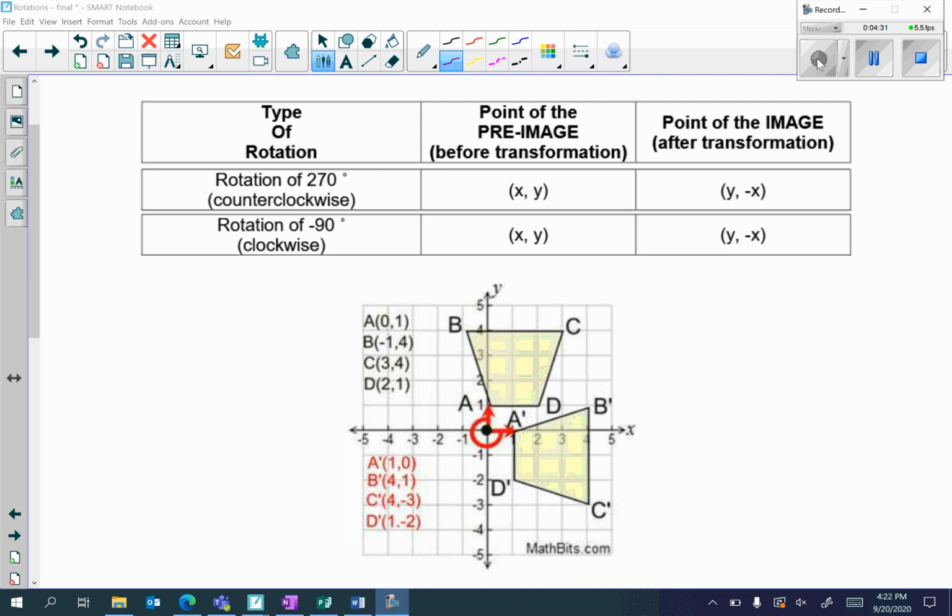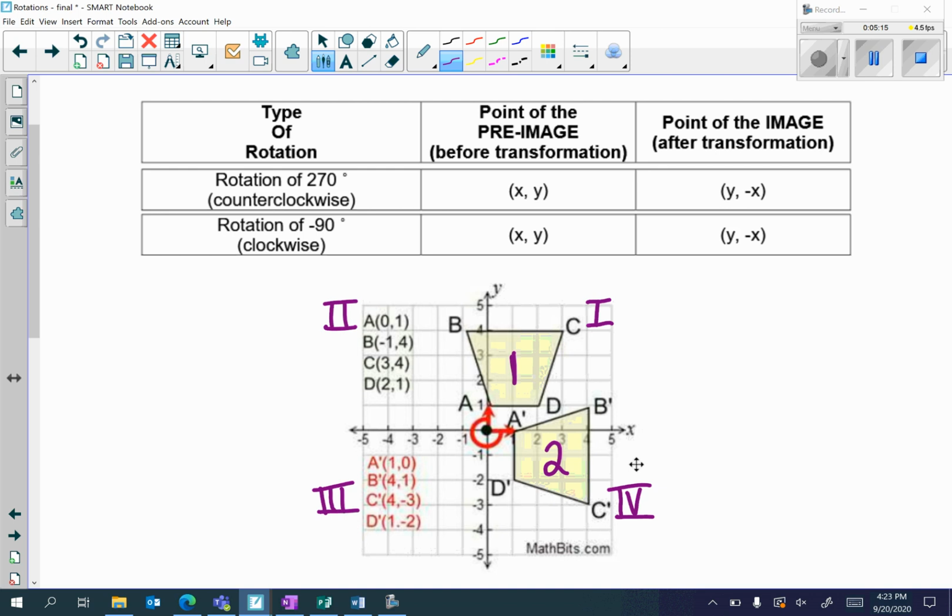Next, we have a rotation of 270 degrees counterclockwise, which is the same as a rotation of negative 90 degrees clockwise. Let's identify the pre-image, which is before the transformation, A, B, C, D. I'm going to put a 1. And then after a rotation of 270 degrees, I have A prime, B prime, C prime, D prime. That's represented by 2. I started in quadrant 1. If I rotate it 90, I'm in quadrant 2. If I rotate it 180, I'm in quadrant 3. And if I rotate it 270, I'm in quadrant 4.